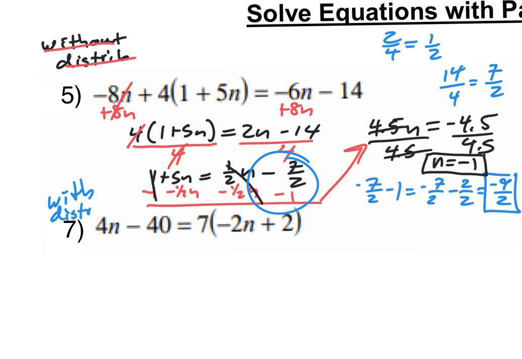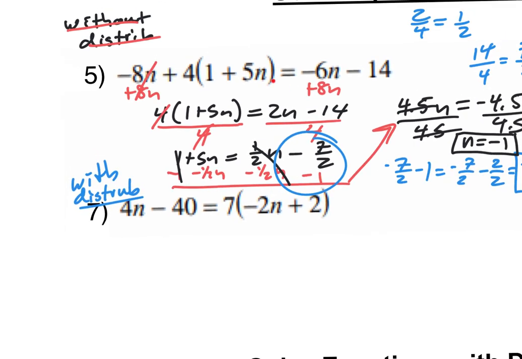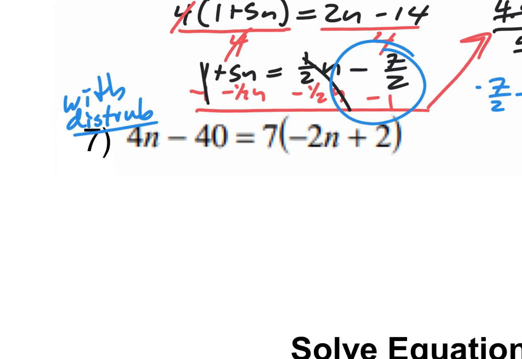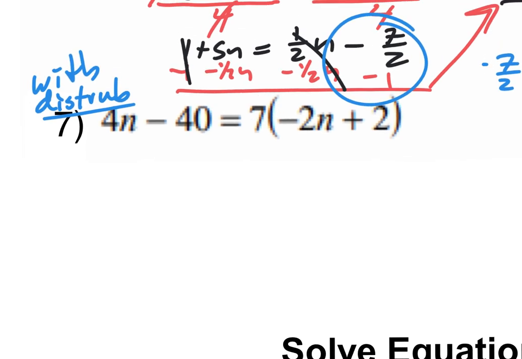And I'm not writing out the whole word, but with distribution, what would that look like? And I think you might prefer this method. There's nothing mathematically wrong with what I did up here. It's just a lot of work. So let's see if we can make it easier on ourselves. What I recommend is the first thing we do is distribute this 7. And we get a new equation that says 4n minus 40 equals negative 14n plus 14.